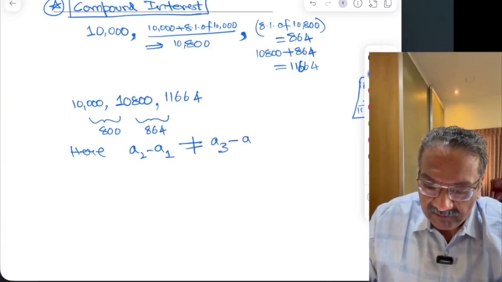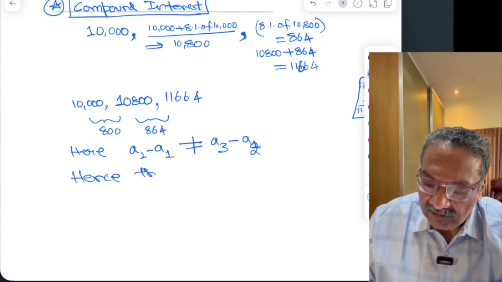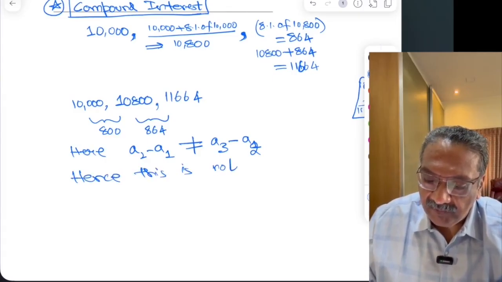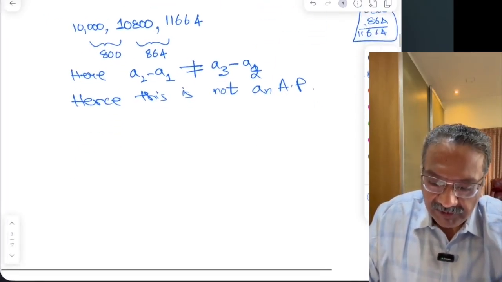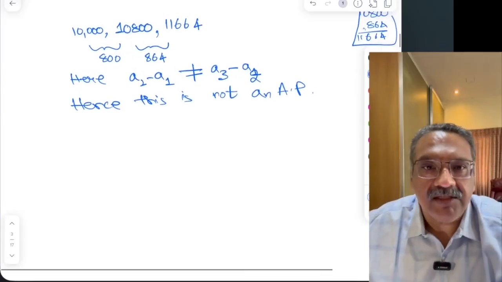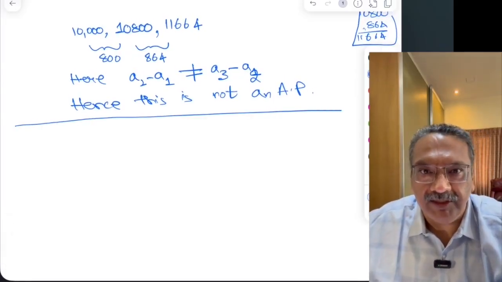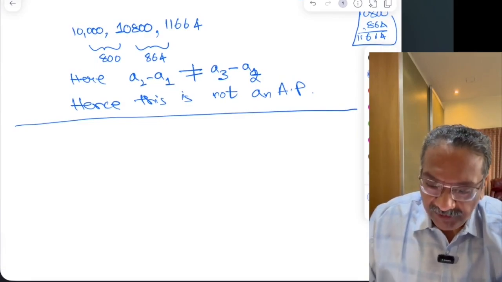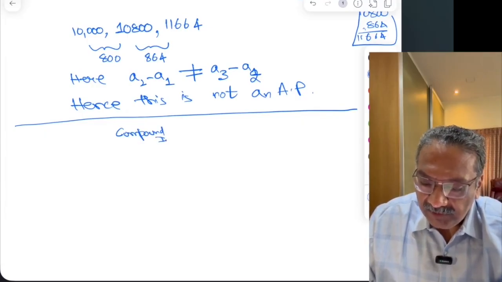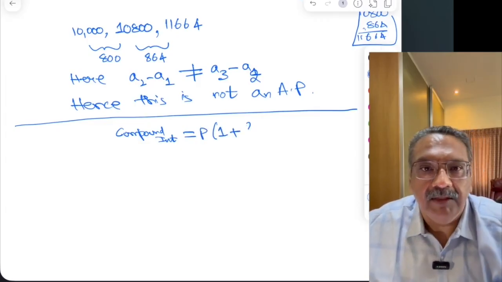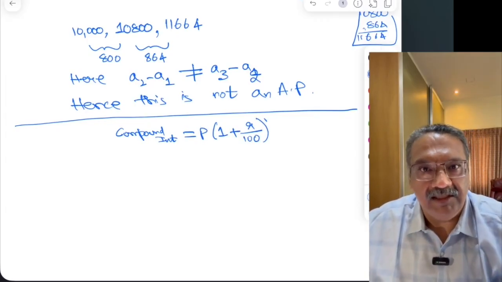Hence, this is not an arithmetic progression. There is another method of solving this problem, which happens to be a little bit confusing. I will just give a brief hint about that. What is the formula for compound interest? Compound interest is equal to principal into 1 plus r by 100 to the power of n. I hope you have learned this from your earlier classes.